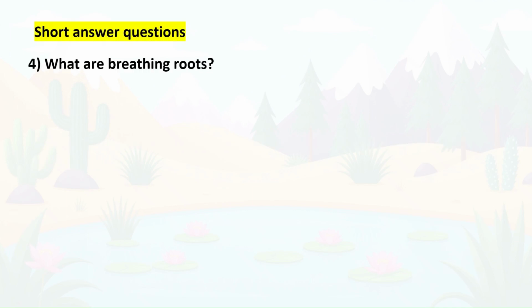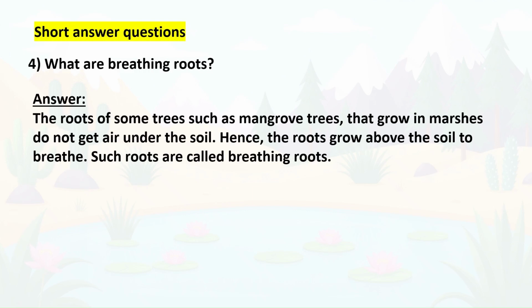4. What are breathing roots? Answer. The roots of some trees such as mangrove trees that grow in marshes do not get air under the soil. Hence, the roots grow above the soil to breathe. Such roots are called breathing roots.